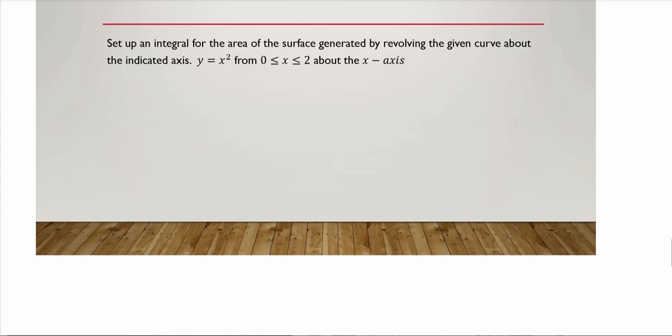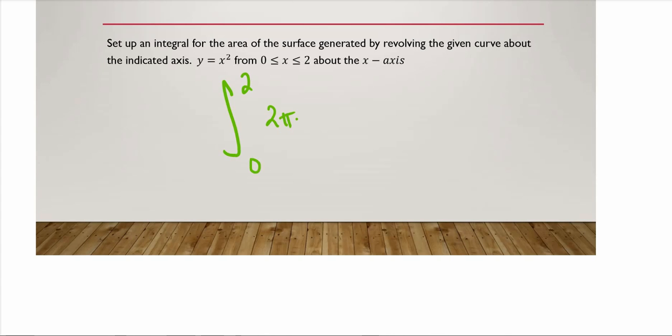Find me the integral. Set up the surface area for the solid of revolution when you take x squared and revolve it about the x-axis. Okay, so we're going to say it's going to be the integral from 0 to 2, 2 pi times y here, times y.